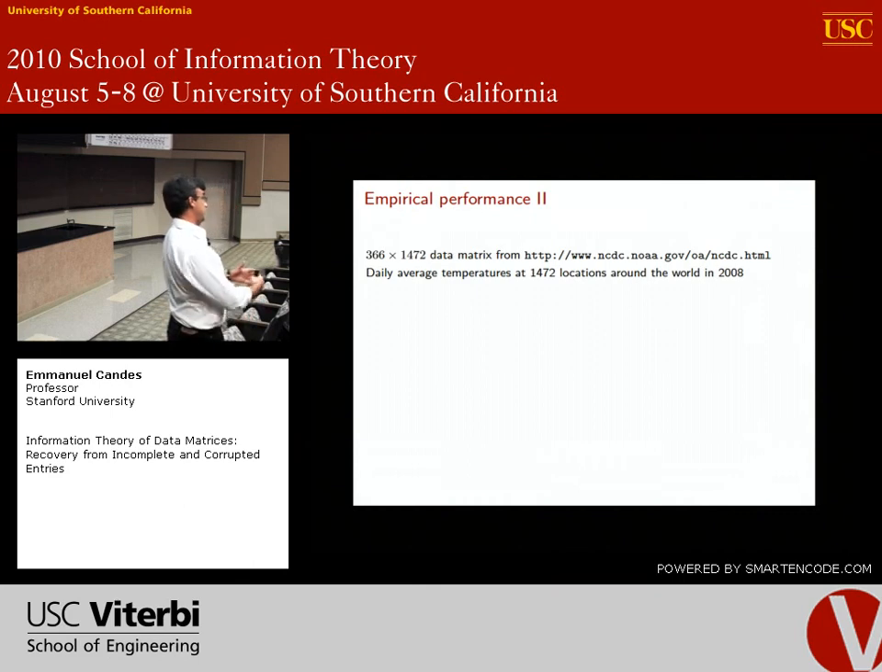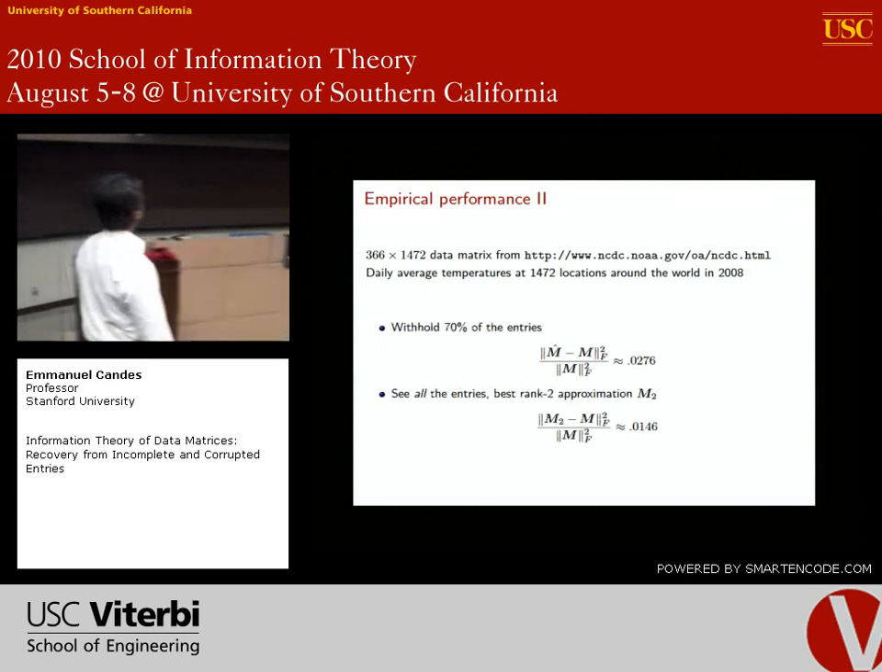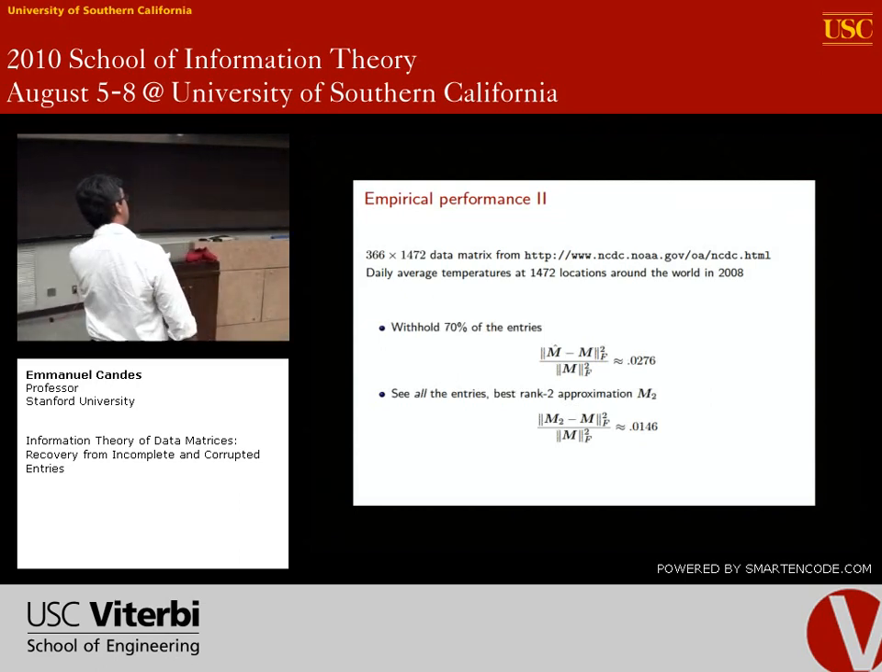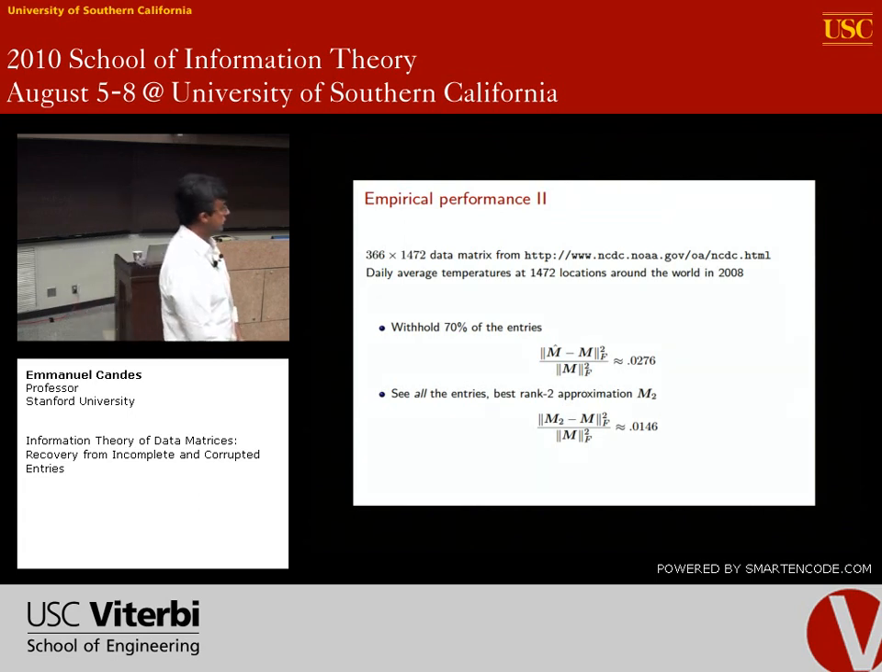Because there's rank 1 because of the northern hemisphere, then you have the southern hemisphere, and over there everything else is correlated pretty much. So the rank should be low, and in fact it is kind of low. As you'll see, we withheld 70% of the entries, and when we tried to predict all the entries we withheld, we got a relative mean squared error of 2%.